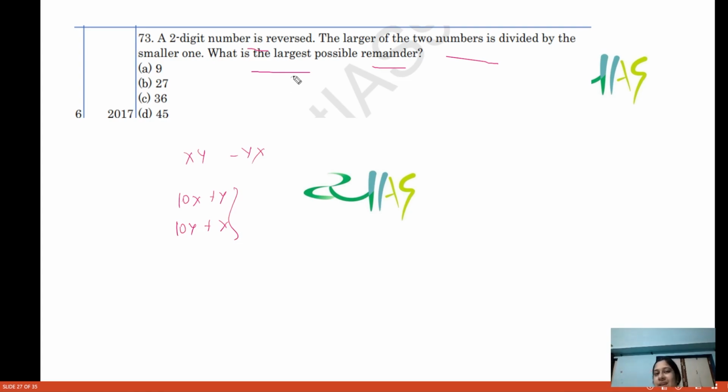Okay, now see, we have to find the largest possible remainder. So I'll put this number as x equal to 9. So this will become 90 plus y, and this will become 10y plus 9. Okay, this will become 10y plus 9.